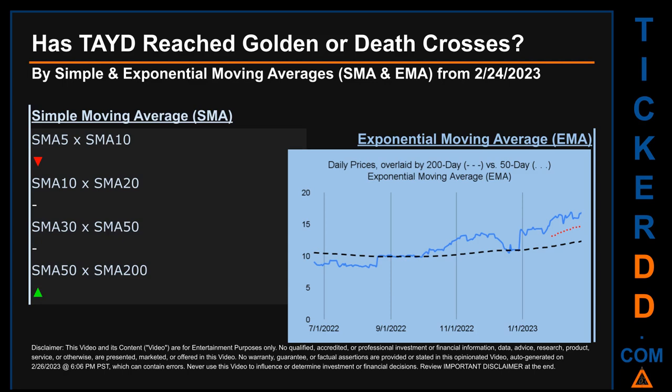For simple moving average, by comparing 50 to 200 days, we found a bullish golden cross signal since the 50-day SMA crossed above the 200-day.